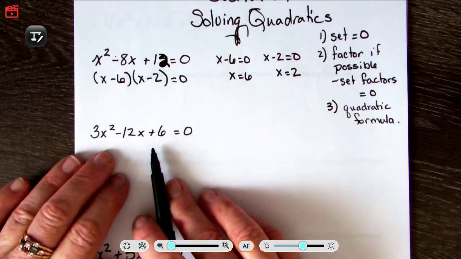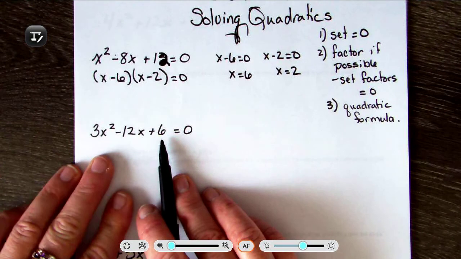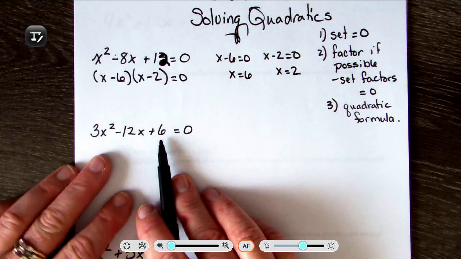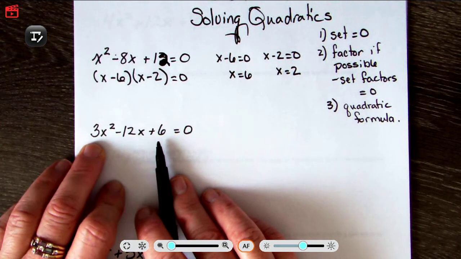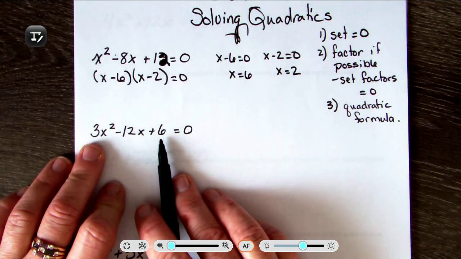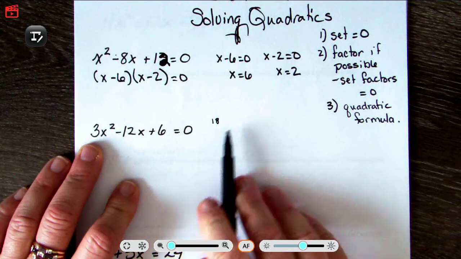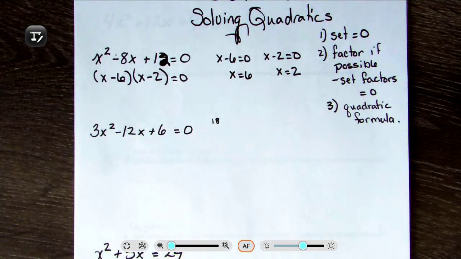Let's go to another one here. We have 3x squared minus 12x plus 6. Okay, this has a leading coefficient of not 1, so we're going to try that other technique. So we're going to take 3 times 6. That gives me 18. So I'm going to be looking for two numbers that multiply together to give me a positive 18, that add together to give me a negative 12.